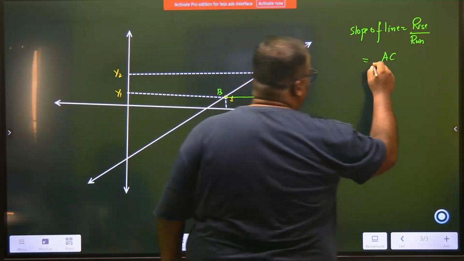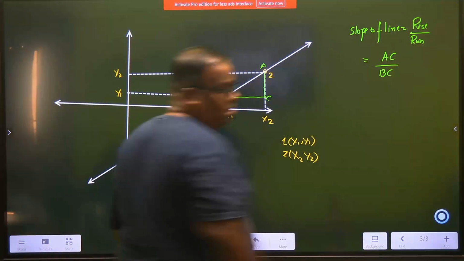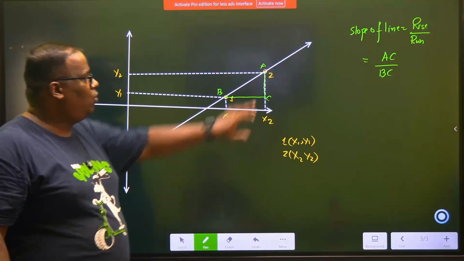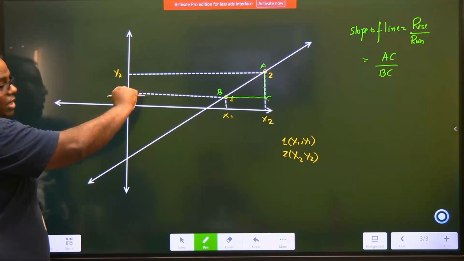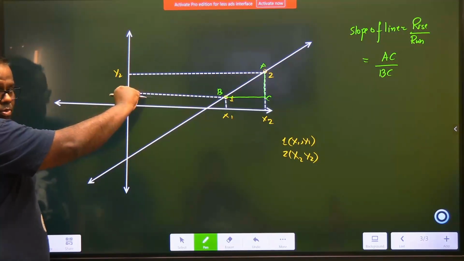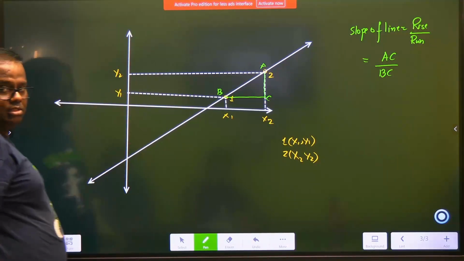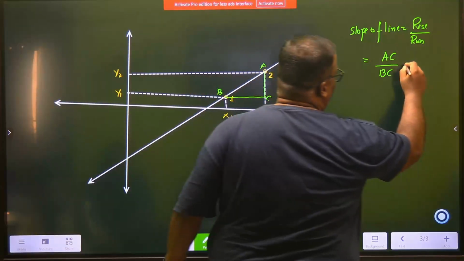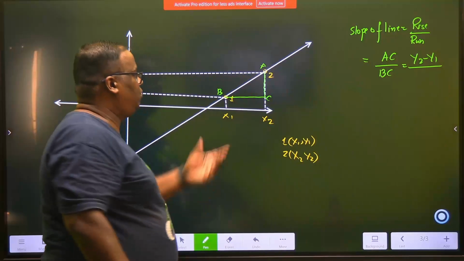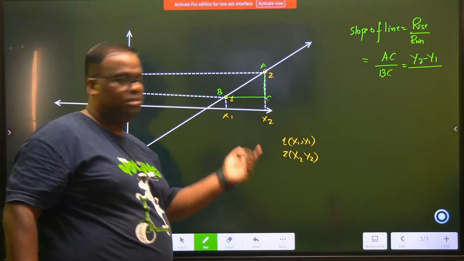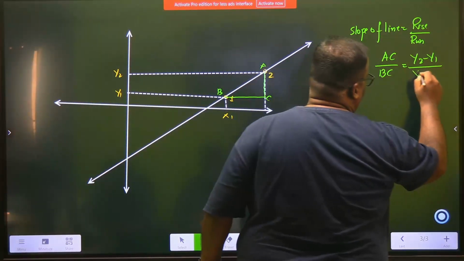And what is the run? BC is the run. Agreed or not? How to get the value of AC? AC is this much. Y2 minus Y1. Right? AC is equal to Y2 minus Y1. What is the value of BC? X2 minus X1.